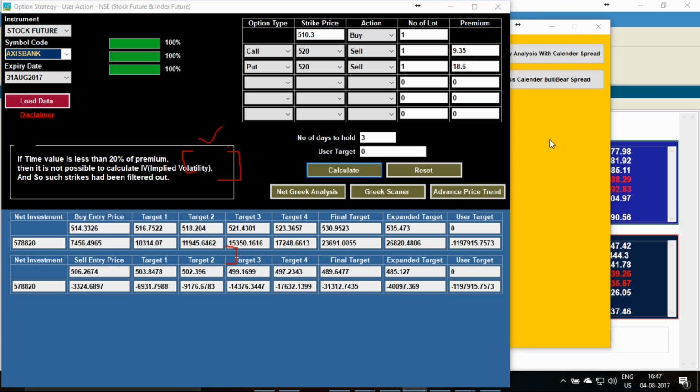You can say here, at the 510 level we have done the analysis. So from here, if it goes to the 522 level, there is a profitability of 15,350. If it comes to the 505 level, find the trend separately. At the 505 level, there will be a loss of 3,000. So it is a 1:5 risk reward. You can do that.